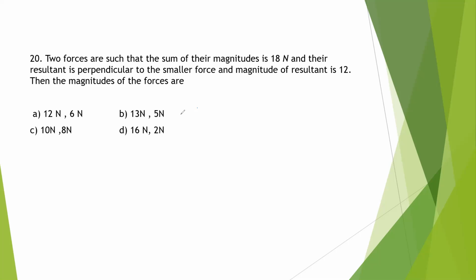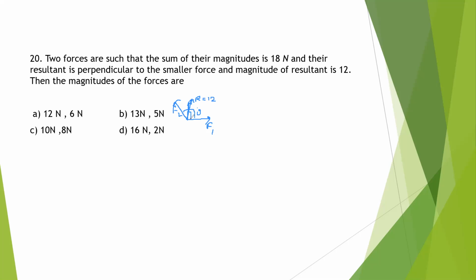See here what we can take. The two forces are there. One force I can take as F1, another force I can take as F2. The resultant I can take here, and the resultant is given as 12. The resultant is perpendicular, and this angle is theta.